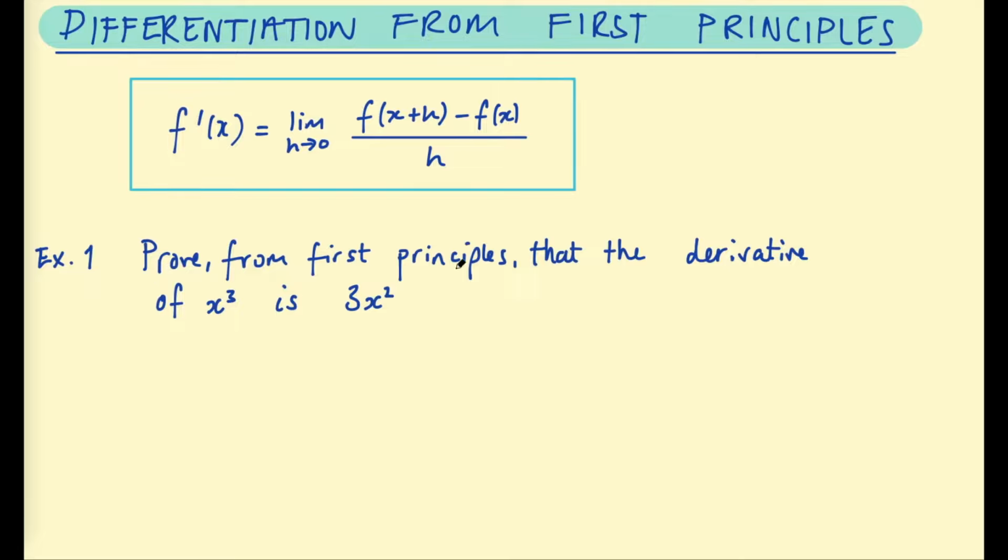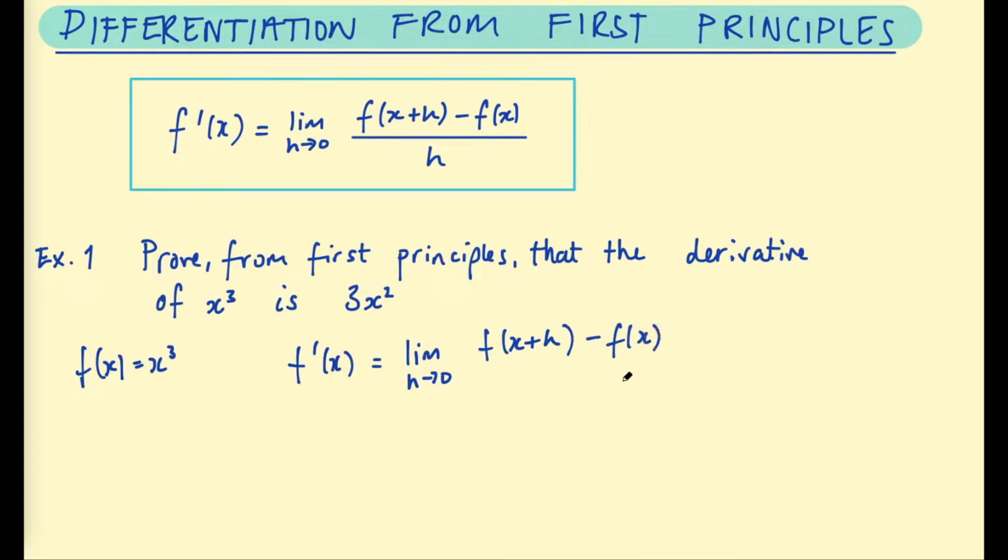It says, prove from first principles that the derivative of x cubed is 3x squared. So we're going to say that f of x equals x cubed to start off with, and then we're also going to write down the definition of the derivative. Always, I think, when you're starting these problems off, write this down because it helps to remember it, and it's good practice to start your problems off by writing down the formulas that you're going to be using.